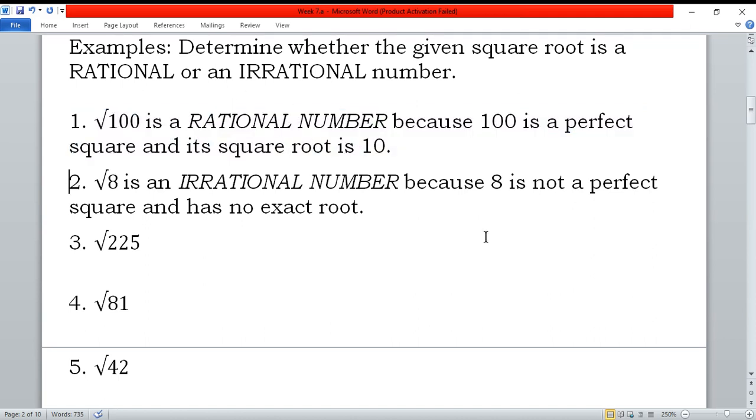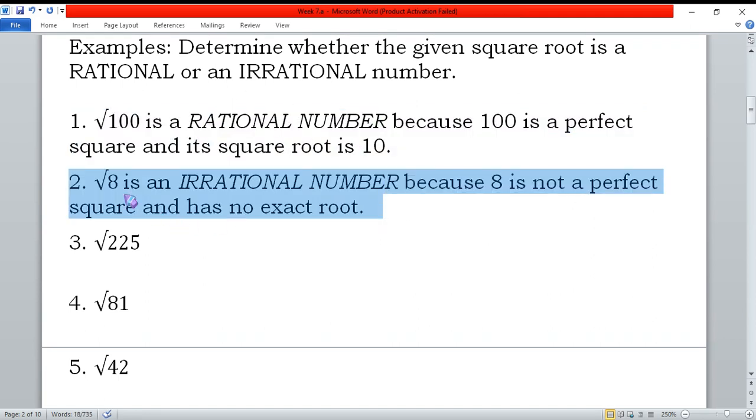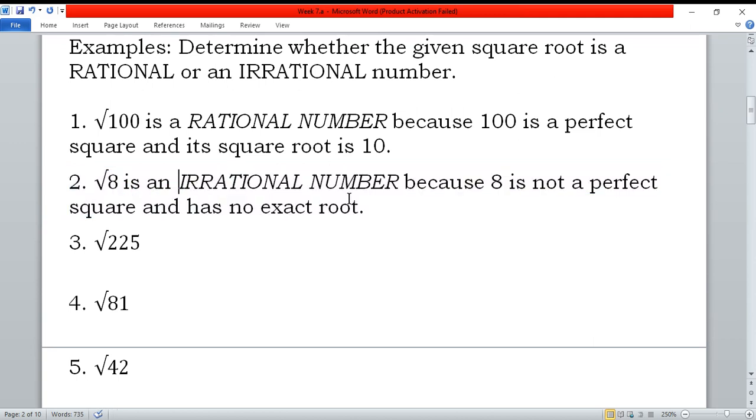Okay? So, number 2. Square root of 8 is an irrational number because 8 is not a perfect square and has no exact root. Okay? Yung square root of 8, hindi natin makikita o makukuha sa dalawang number na magkapareho na pag minultiply natin, ang sagot niya ay 8. So kaya ang tawag natin sa kanya ay irrational number.